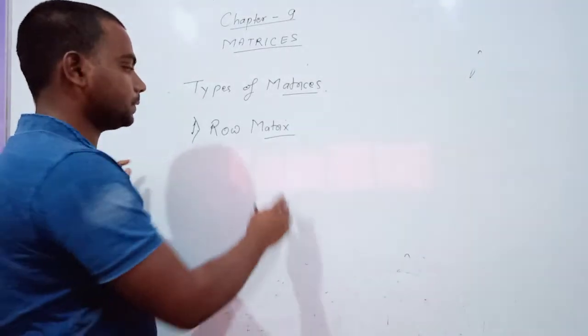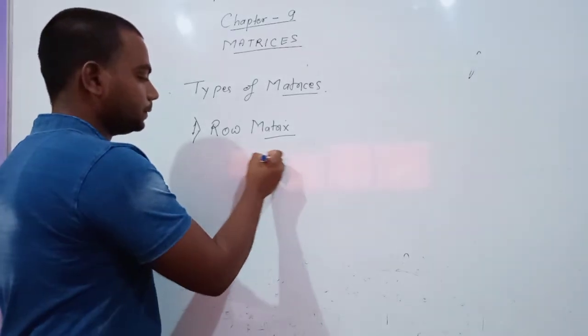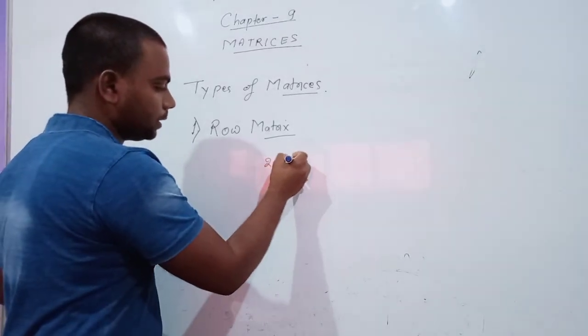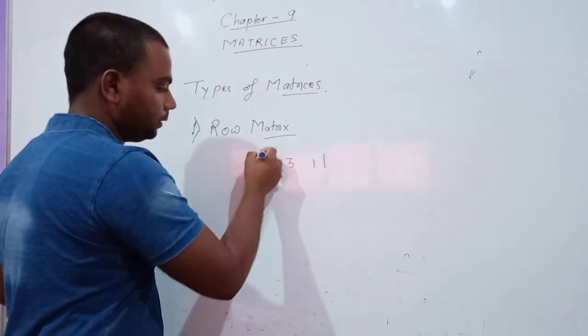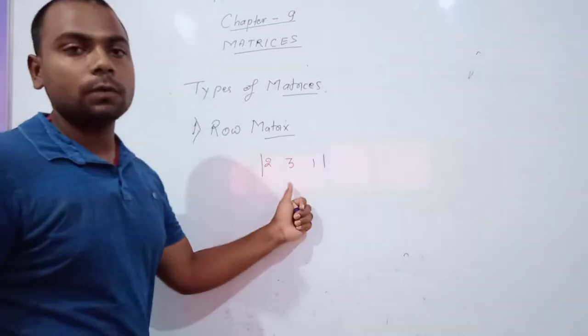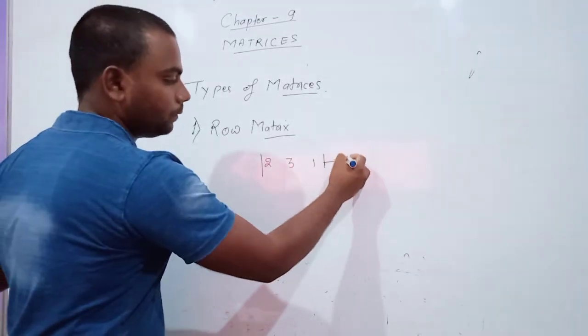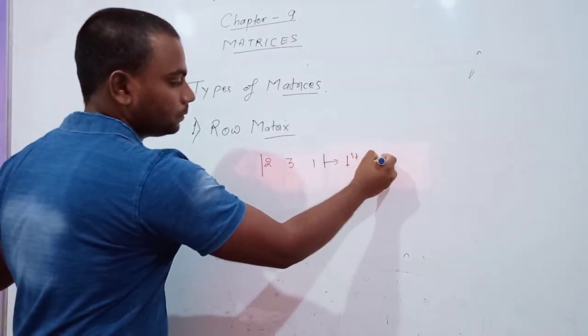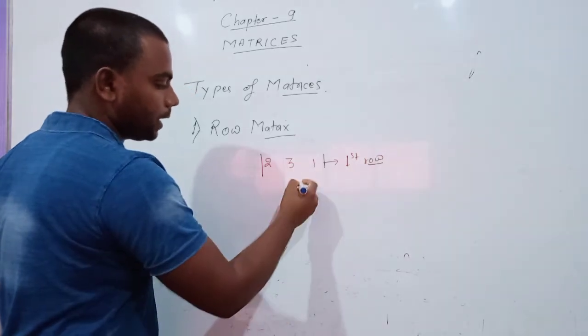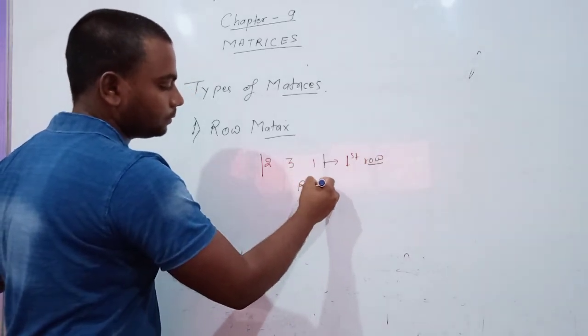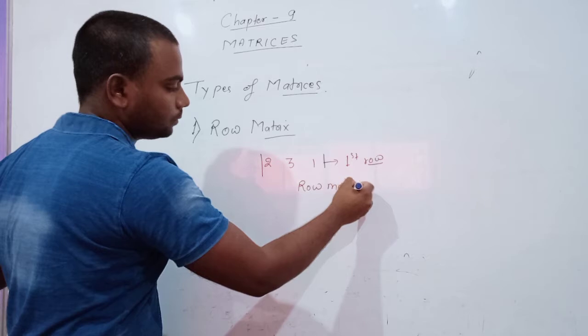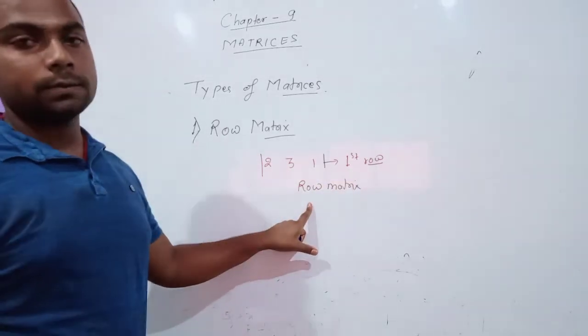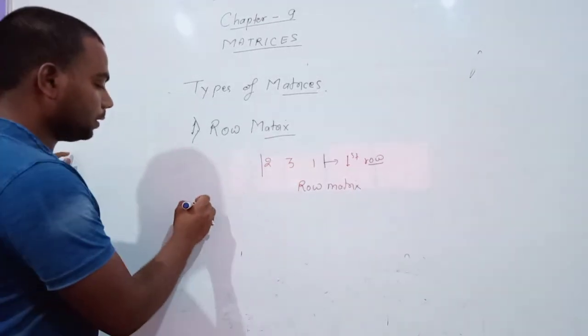A row matrix is, you can see, if the numbers are arranged in one row only. If numbers are there in one row only, here only one row is there, then it will be considered a row matrix. Second thing, column matrix.